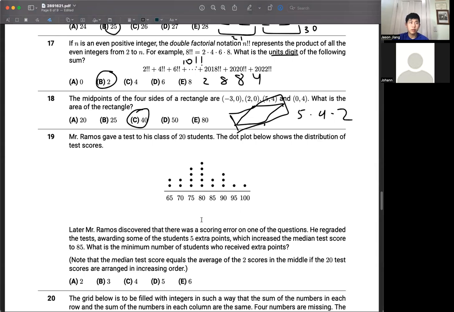Problem 19. Mr. Ramos gave a test to his class of 20 students. The dot plot below shows the distribution of test scores. Later, Mr. Ramos discovered that there was a scoring error on one of the questions, and he regraded the tests, awarding some of the students 5 extra points, which increased the median test score to 85. We want to know what is the minimum number of students who received extra points.